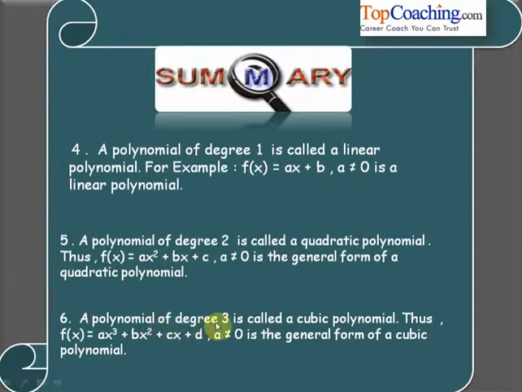Similarly, a polynomial of degree 3 is called a cubic polynomial. Thus f(x) = ax³ + bx² + cx + d, where a is not equal to 0, is the general form of a cubic polynomial. So any polynomial with degree 3, that is the highest exponent of the variable would be 3, is known as a cubic polynomial. The general form of a cubic polynomial would be ax³ + bx² + cx + d, where a is not equal to 0.